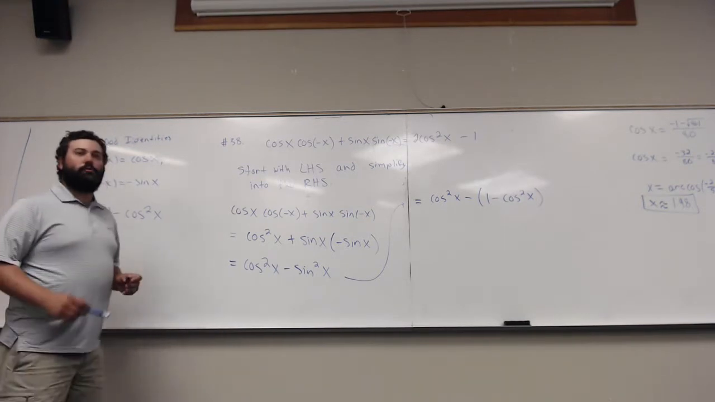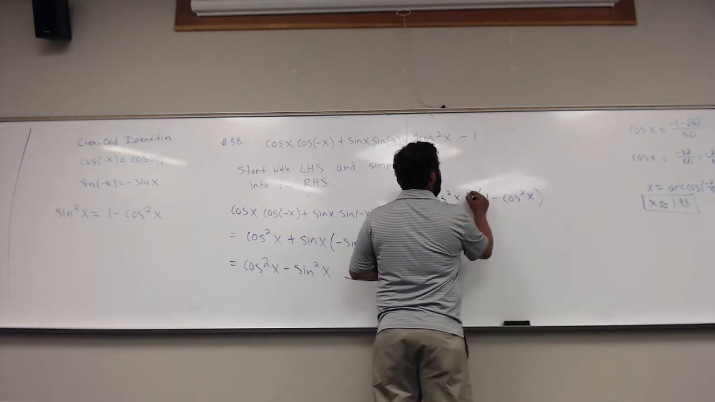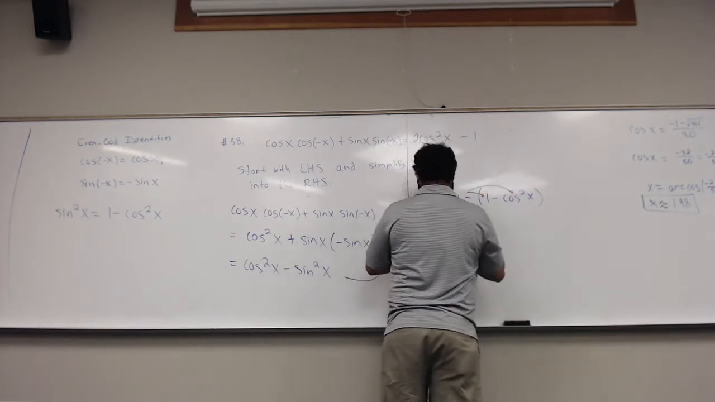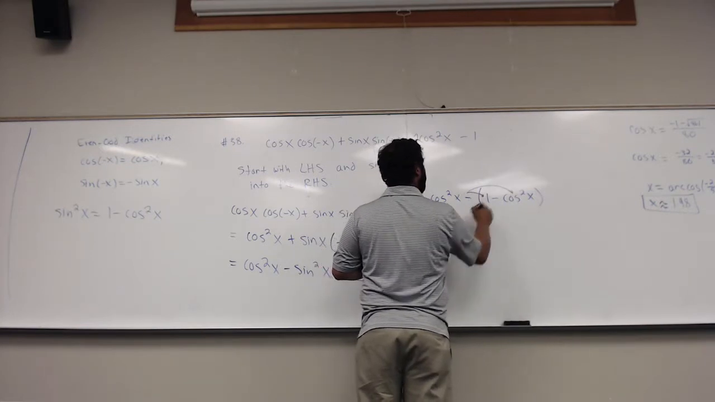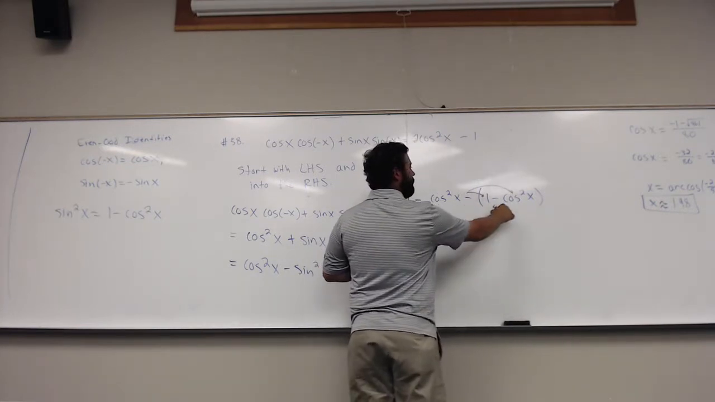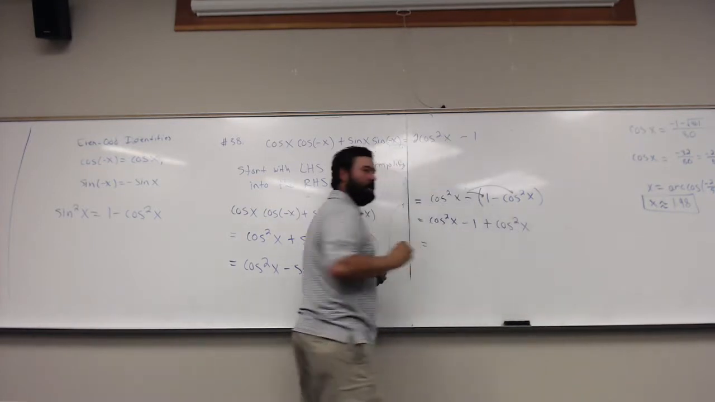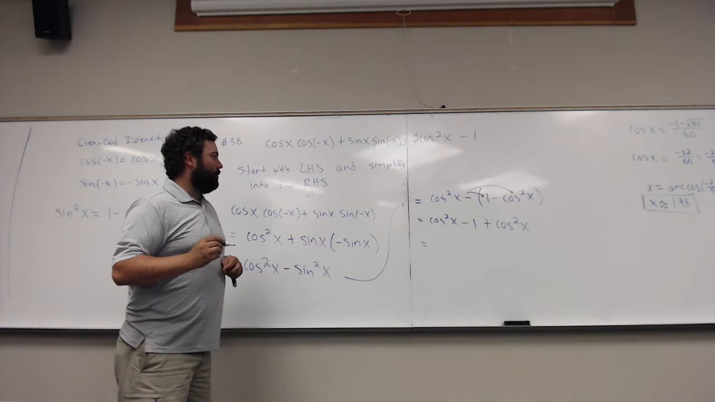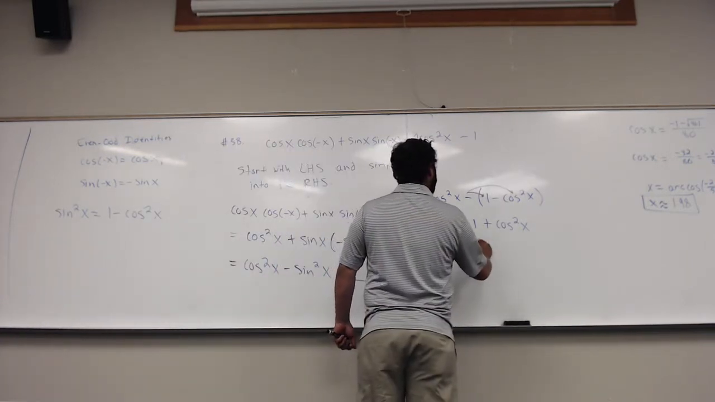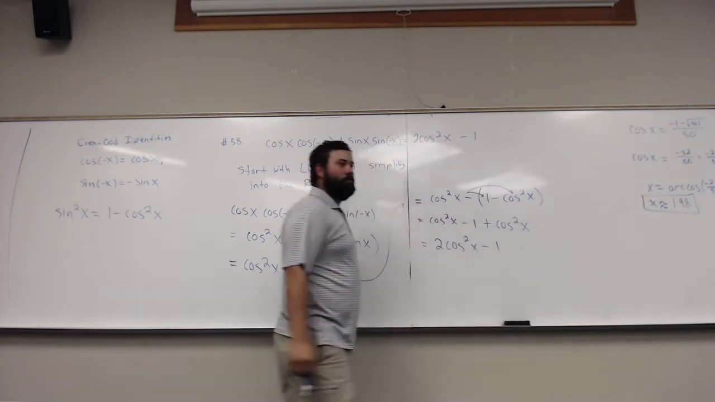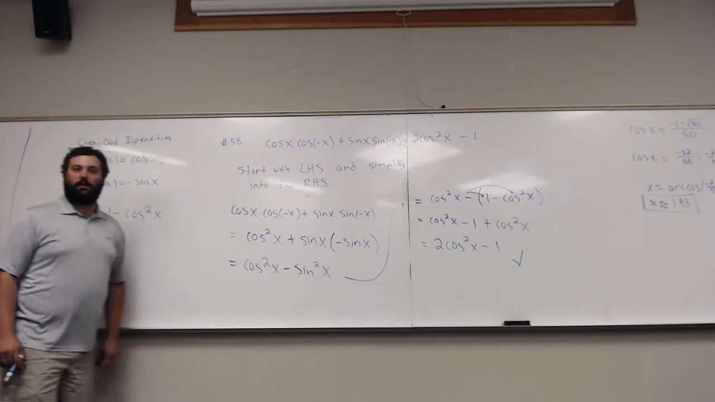And then what's my next move? Okay, we'll distribute that negative or that minus sign. And you'll get cosine squared x minus 1 minus a negative cosine squared, which becomes a plus cosine squared. And is that going to do it for us? Yeah, because cosine squared plus cosine squared gives us two of them, and then you still have the minus 1. And that verifies the identity.